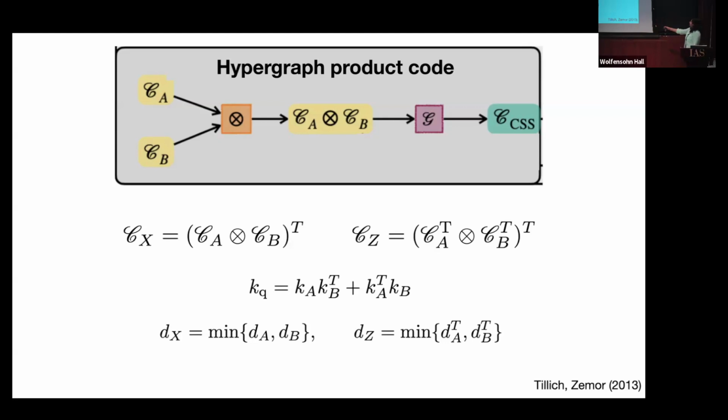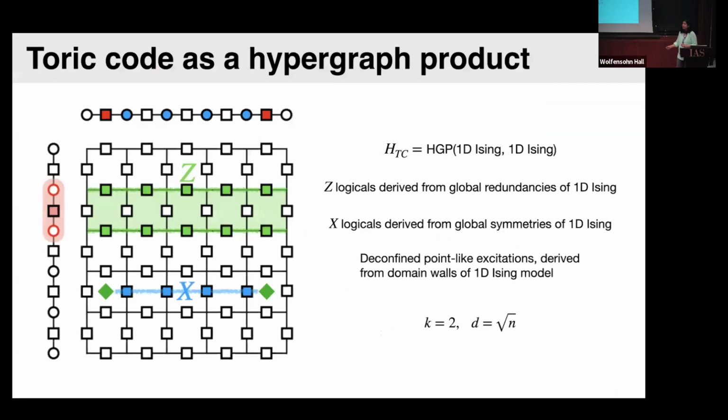And now the rate of the quantum code, because of this operation, is actually derived from the rates of the classical code and the transpose classical codes. And the distance of the quantum code also comes from the distances of the input classical codes. So the toric code is a hypergraph product of two 1D Ising models. And if you go into the guts of it, almost everything that we understand about the toric code, you can trace back to some property of these underlying 1D Ising models.